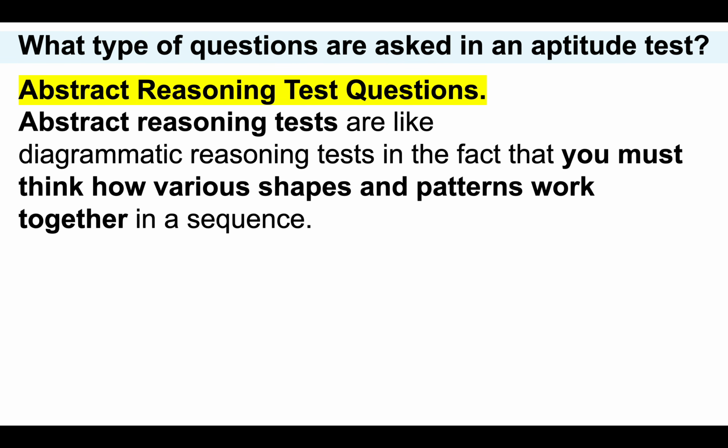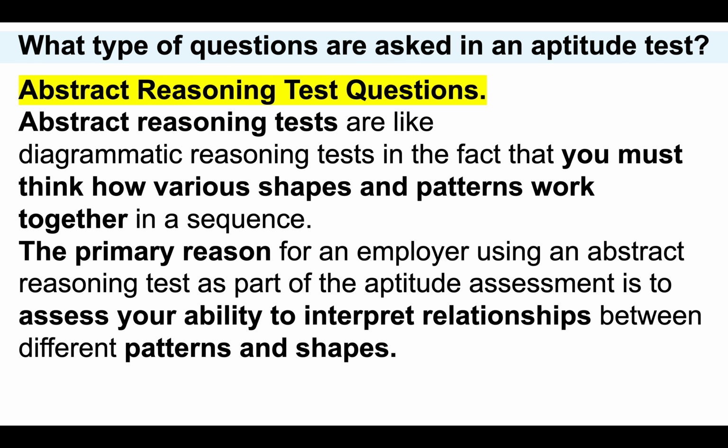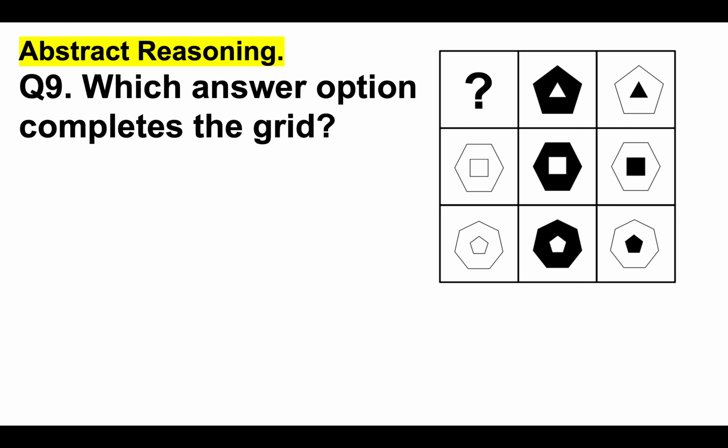This time we will take a look at an aptitude test question that's based on abstract reasoning. So abstract reasoning tests are like diagrammatic reasoning tests in the fact that you must think how various shapes and patterns work together in a particular sequence. Now, the primary reason for an employer using an abstract reasoning test as part of the aptitude assessment is to assess your ability to interpret relationships between different patterns and shapes. So let's take a look at an example aptitude test question.